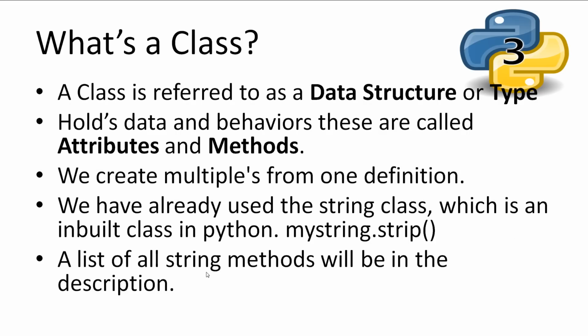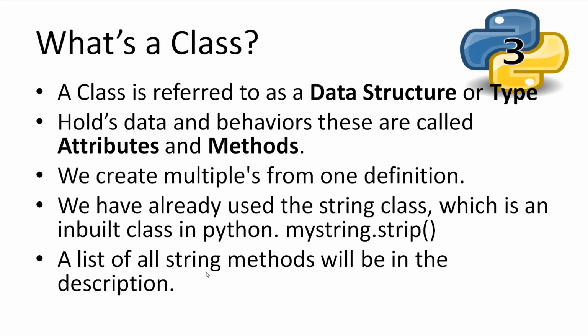So what is a class? A class is referred to as a data structure or type. A class can hold data and can also hold behaviors. The data that a class holds is called attributes, and the behaviors are called methods. Once a class is defined, we get a singular object of that structure. That object can then be copied or instantiated wherever we need to use it.